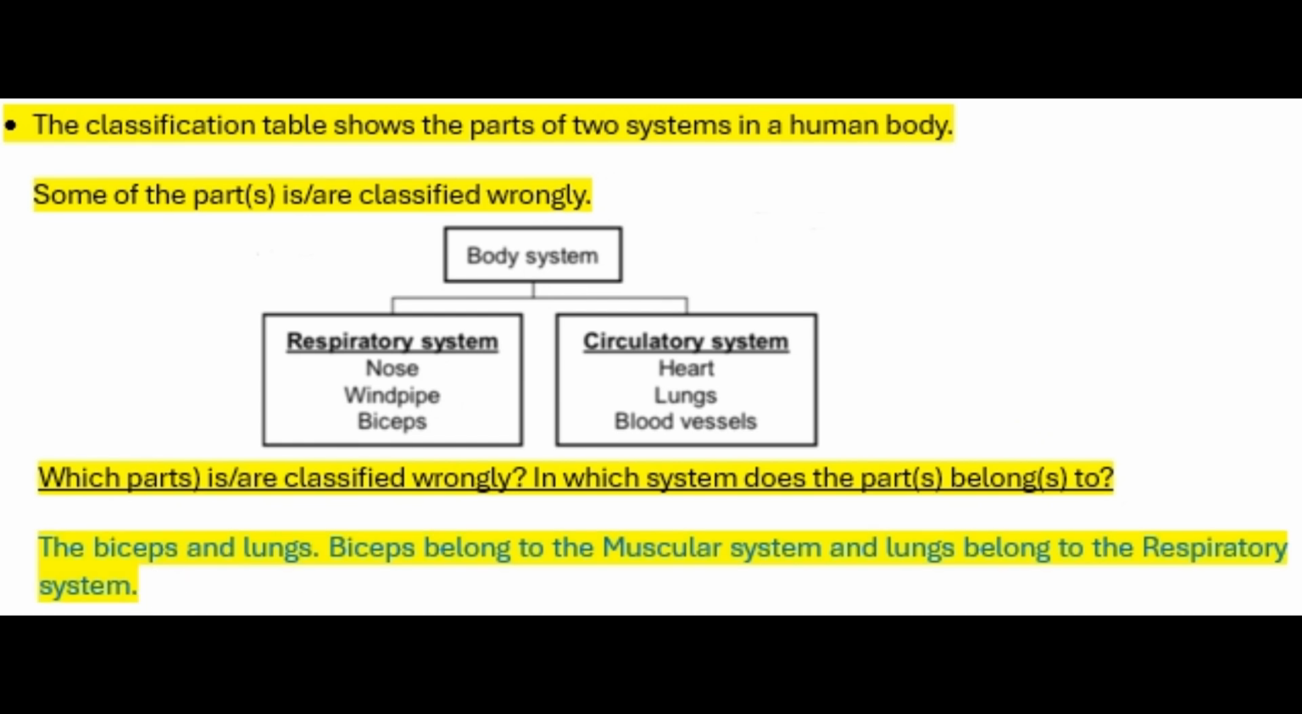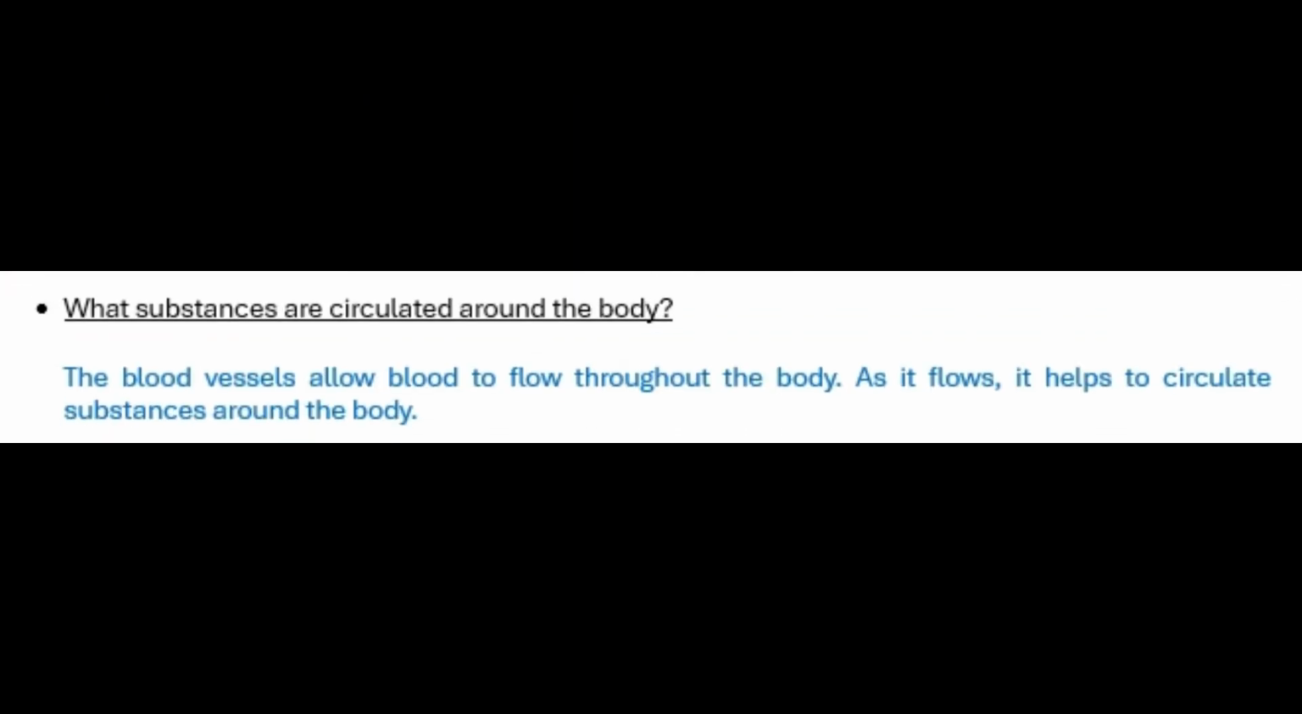What substances are circulated around the body? The blood vessels allow blood to flow throughout the body. As it flows, it helps to circulate substances around the body.